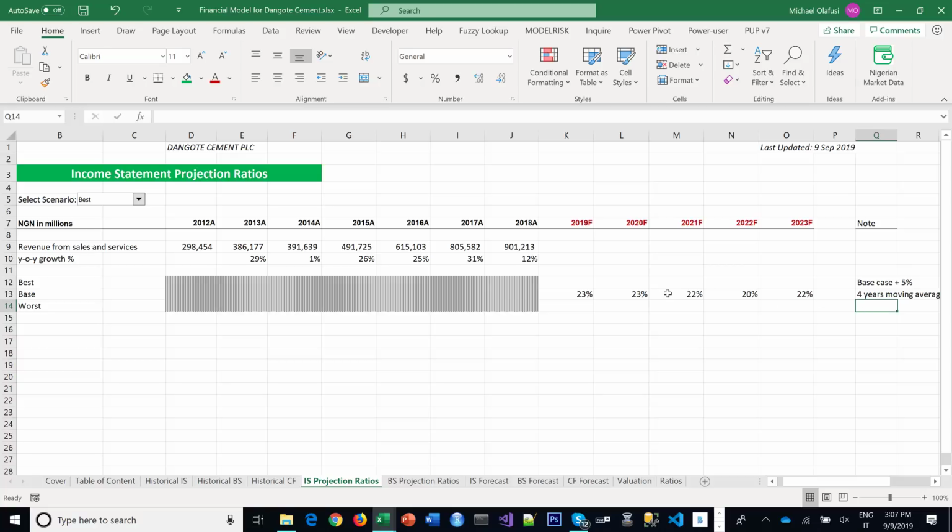Now, if I want to make it easy for you to use such that you can enter 5% here and then I'm linking it into here, such that if you disagree with my assumption, you want to change this to 10%, you just come here and type 10%. So we can do that. I can say 5% downwards by 5%.